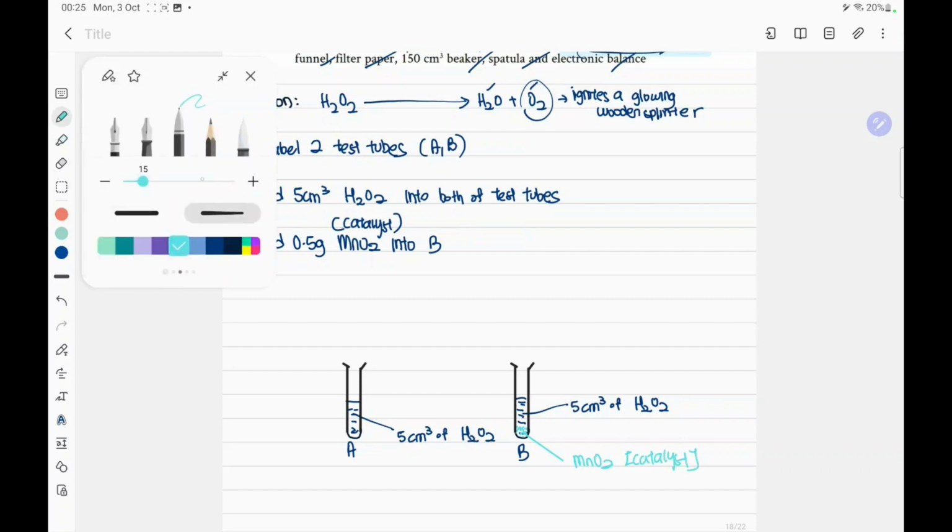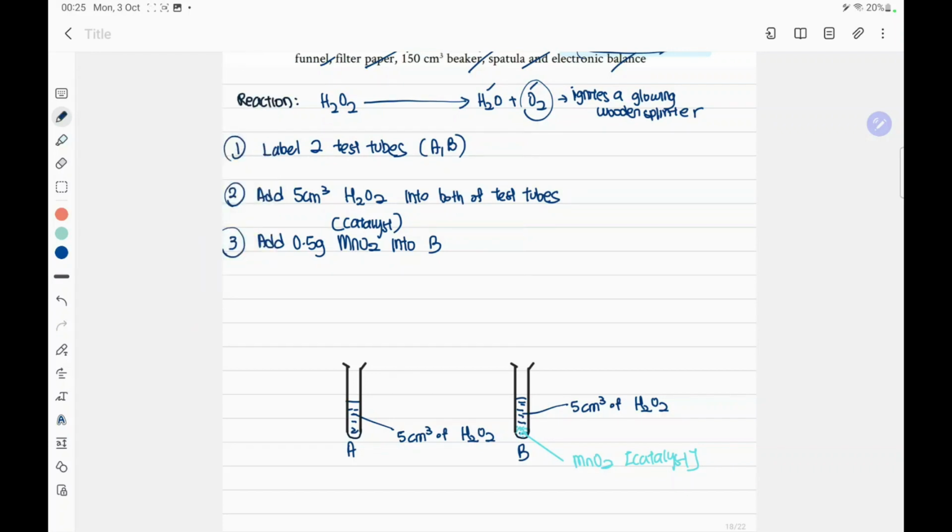So, what is the function of a catalyst again? For this reaction, the catalyst speeds up the reaction. Actually, with or without catalyst, this reaction will still take place. The H2O2 will still decompose into water and oxygen gas. But with the presence of a catalyst, the reaction becomes faster, which means that B will produce oxygen gas first. This one will also decompose into water and oxygen gas, but maybe it takes longer.